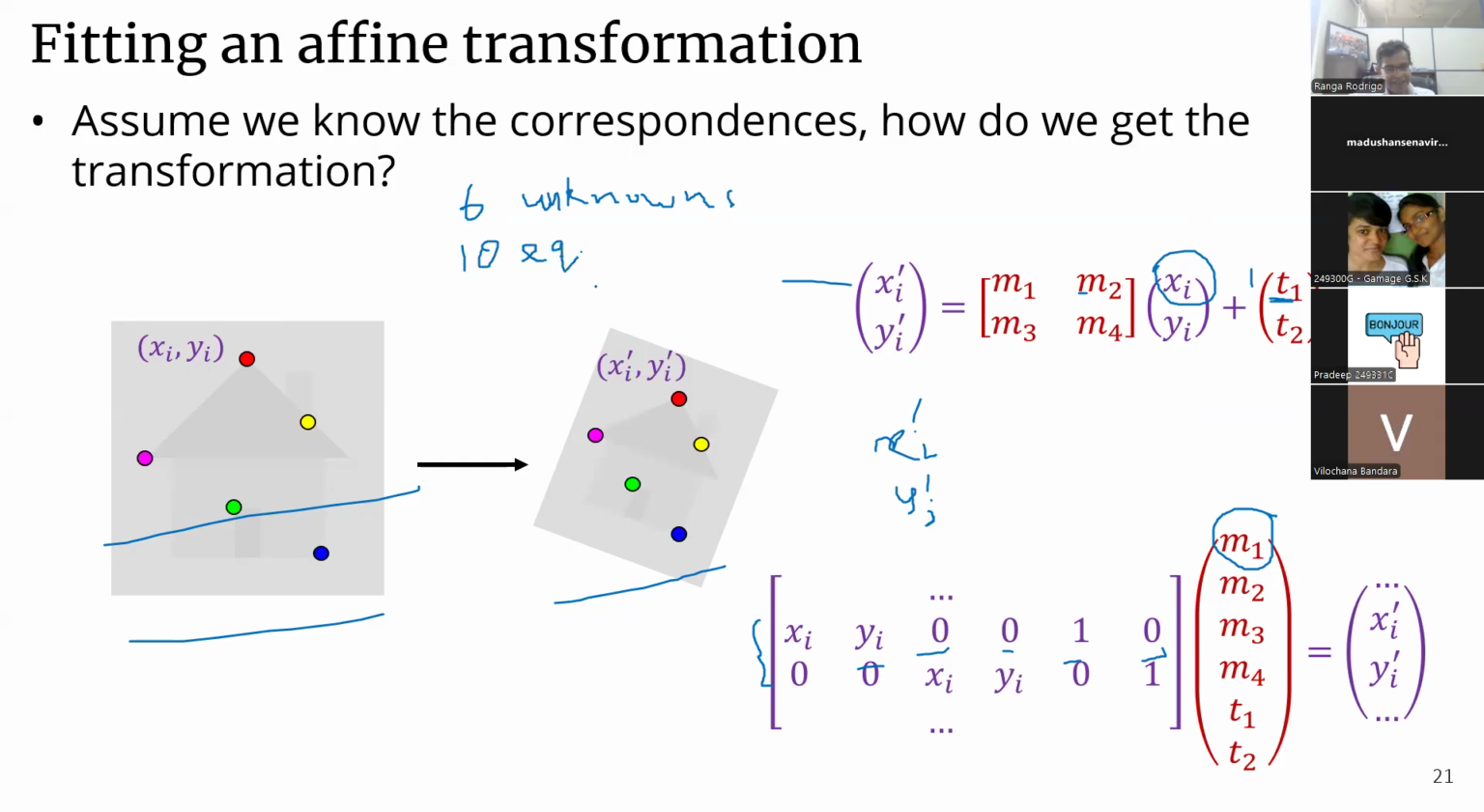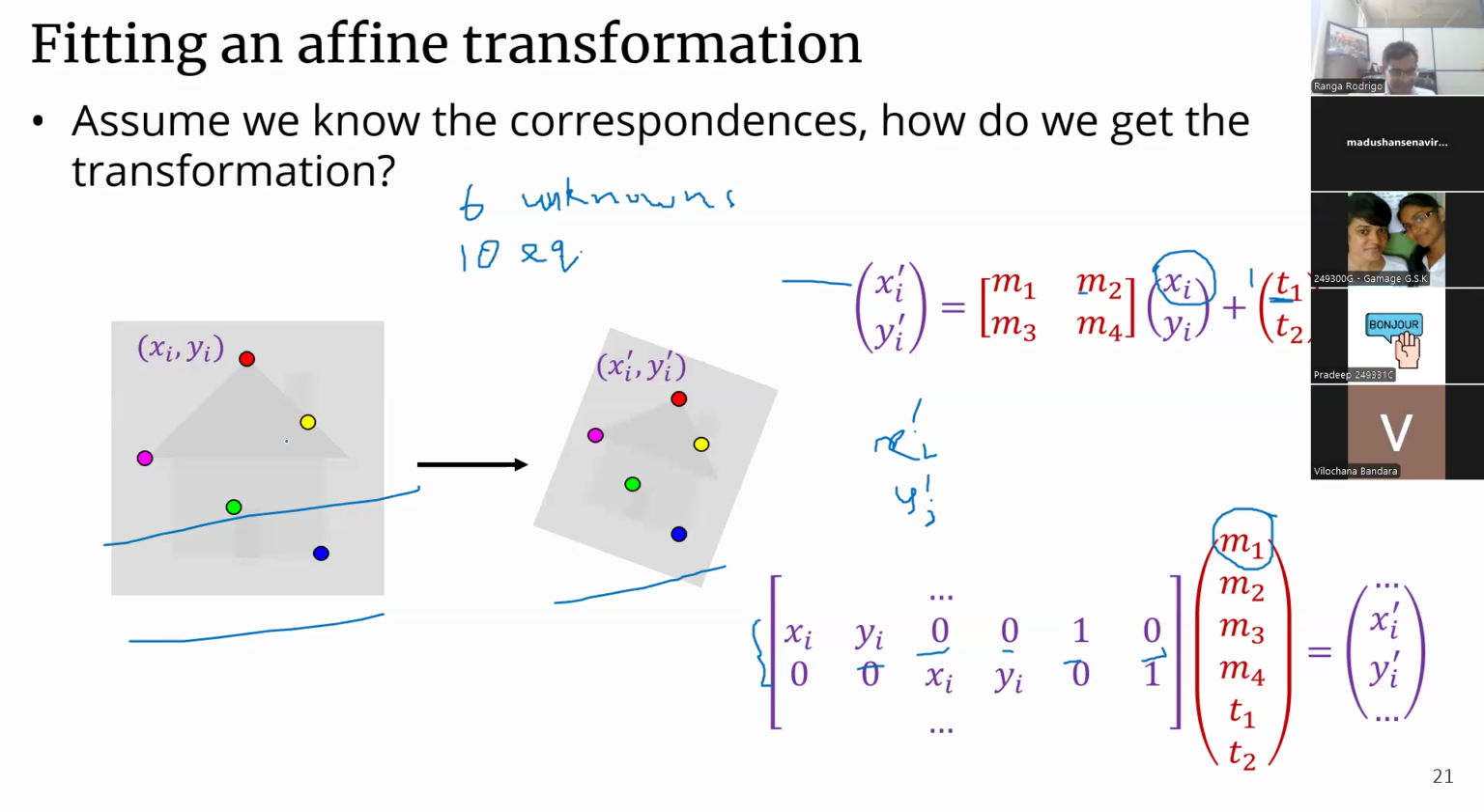Okay, to find 6 unknowns, how many equations do you need? Independent equations? 6, right? Each point gives 2 equations. So how many point matches do you need? 3 point matches. To estimate an affinity or find the transformation, you only need 3 point matches.